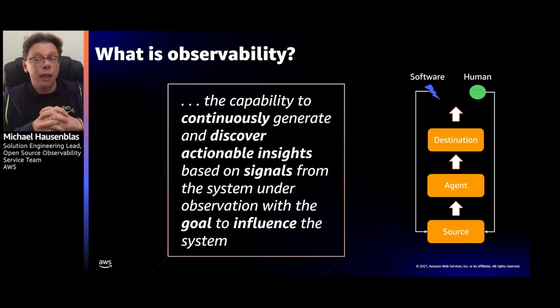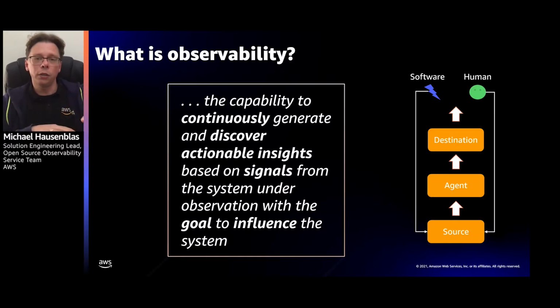And with that, we get to a more or less formal definition of observability, and feel free to share that with your colleagues out there. So observability is the capability to continuously generate and discover actionable insights based on the signals from the system under observation, with the goal to influence said system. The key point here is discover and also actionable insights.